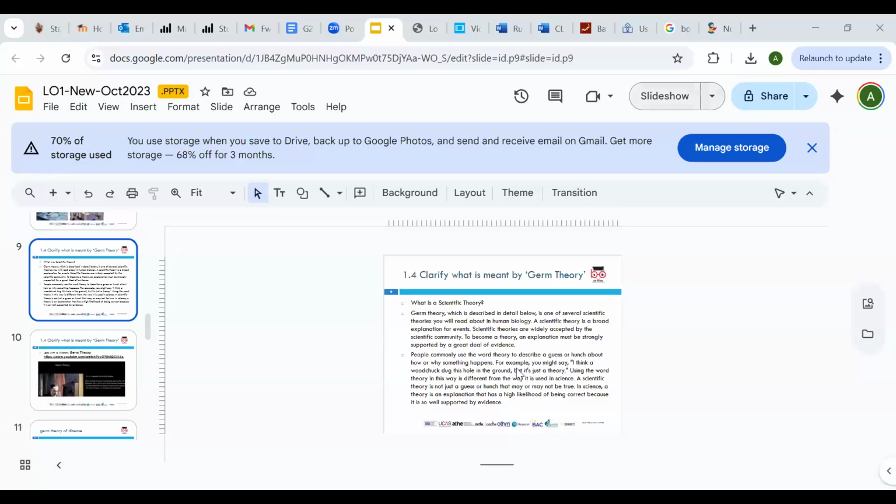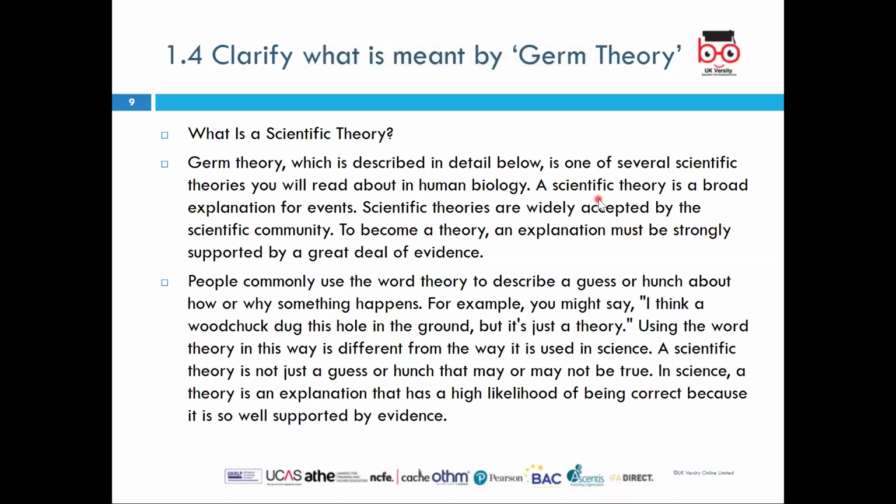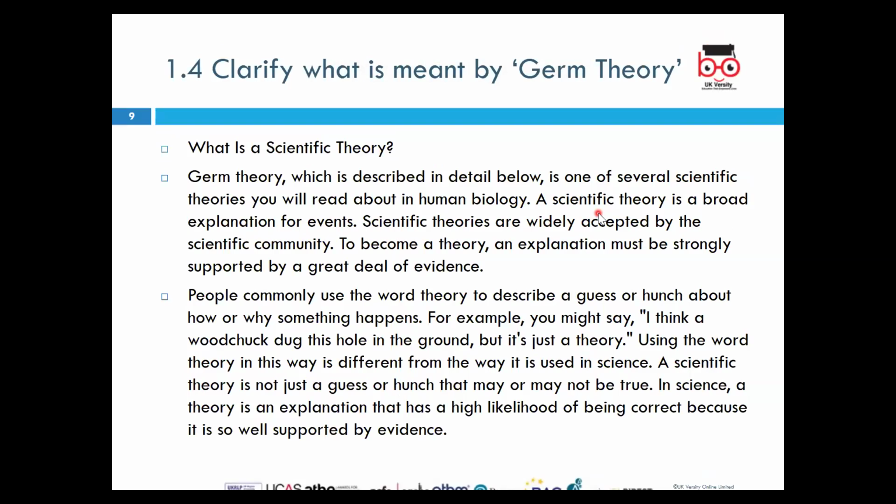So a bit about the germ theory again. This germ theory is described in greater detail below. It's one of the several scientific theories that you will read about in the subject of human biology. A scientific theory is a broad explanation of events, and scientific theories are widely accepted by the scientific community. To become a theory, an explanation must be very strongly supported by a great deal of evidence.